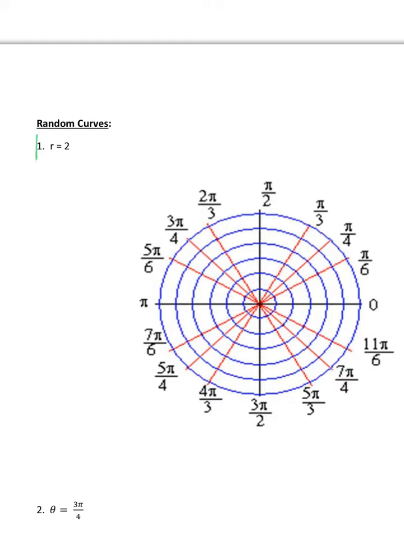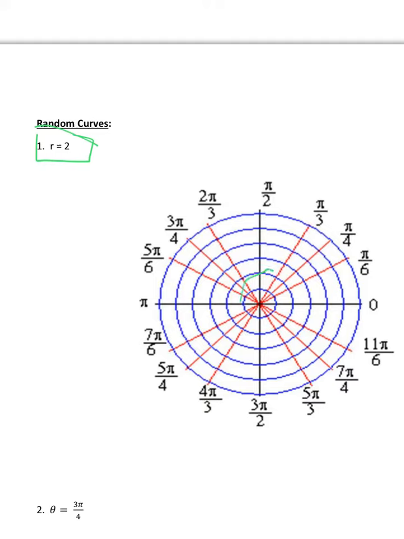This first one, if you just have r, and there's no theta, think of it, if you just graph this, you only have that one variable, you want to graph every single point on the polar coordinate system that's 2 units away from the origin. So really, it just turns out being the second circle. This is just our graph here.